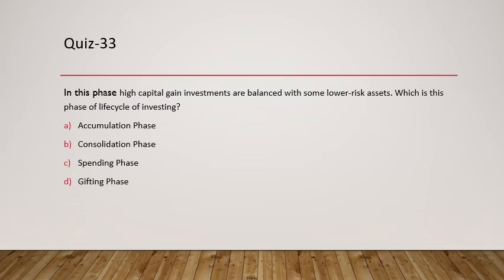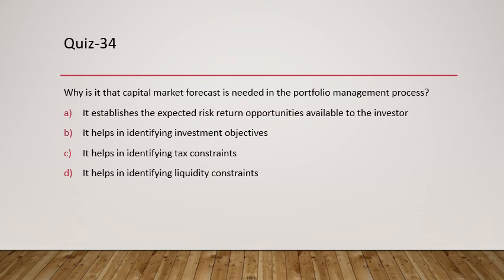Question number 33. In this phase, high capital gain investments are balanced with some lower risk assets. Which phase is this? And this is what we call the consolidation phase. You are balancing things out here. You are consolidating the wealth that you have created. Let us move on to question 34.